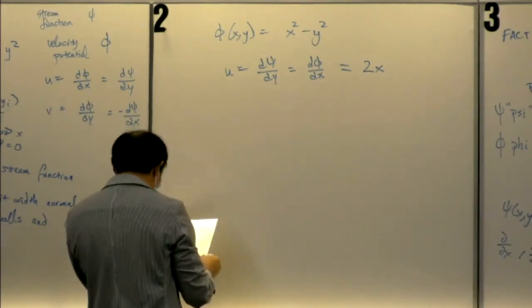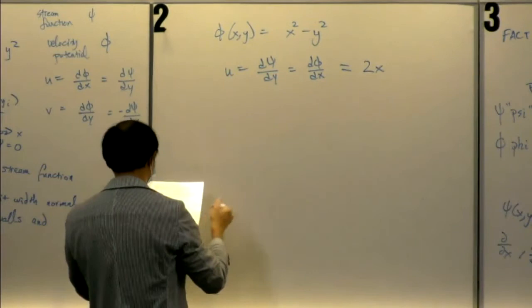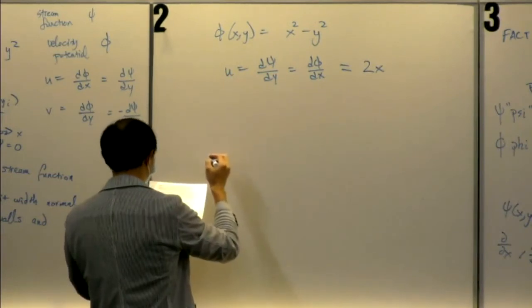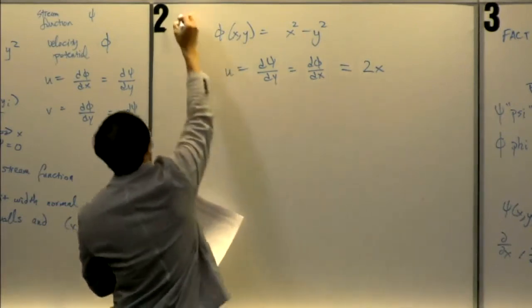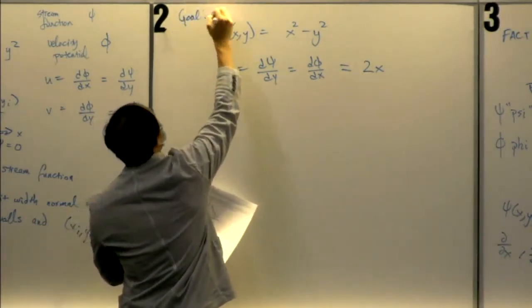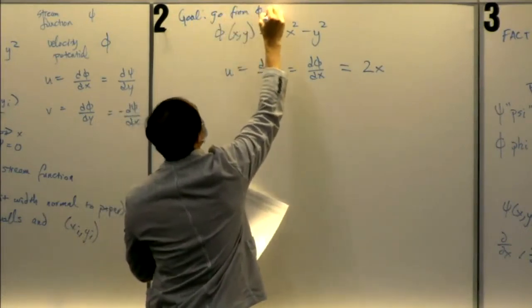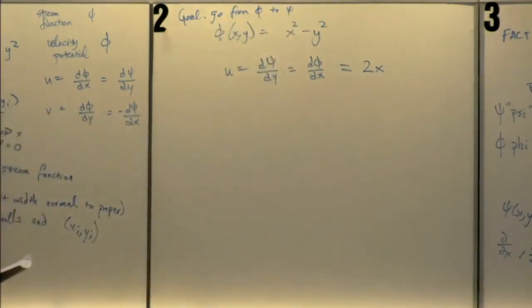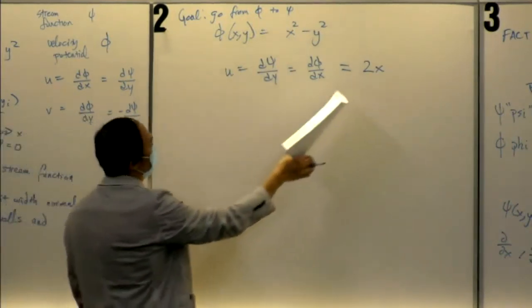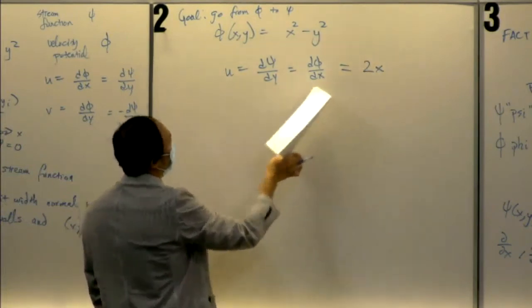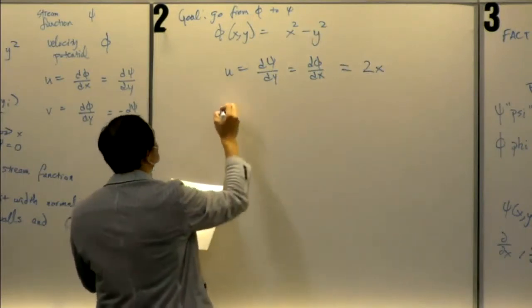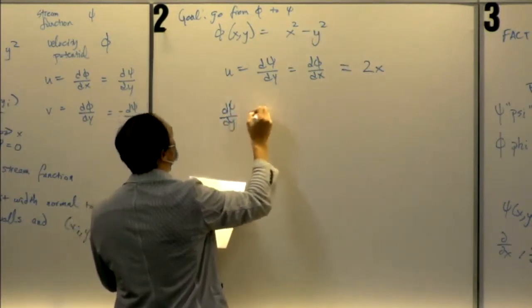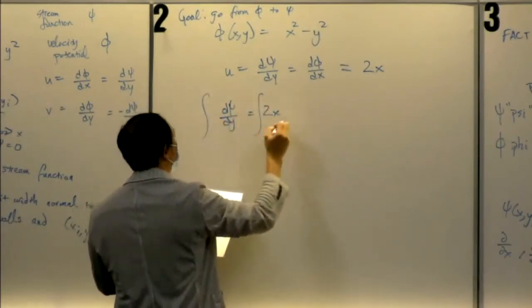But that's only half the problem because I've got to figure out v. Now we've got to use this other relationship. So the goal was to go from phi to psi, right? And the intermediary is this u and v. So I've got to use this relationship: d psi dy is equal to 2x. So d psi dy is equal to 2x. I'm going to integrate this with respect to y.